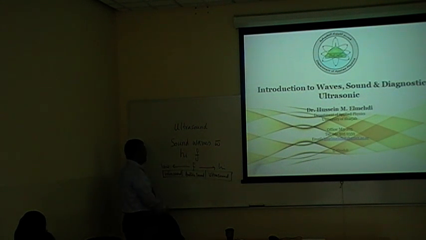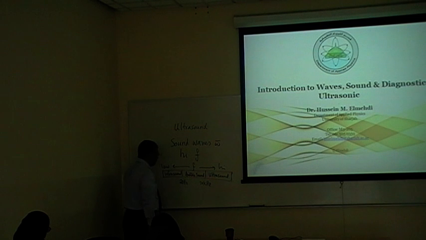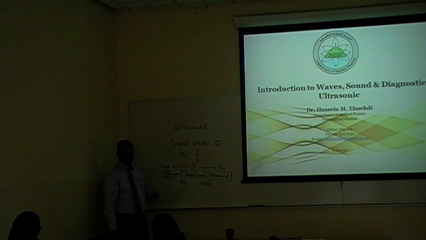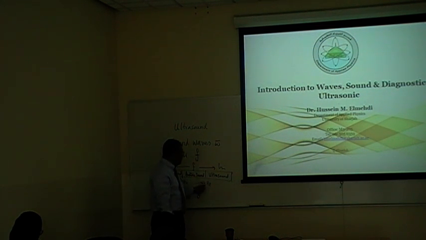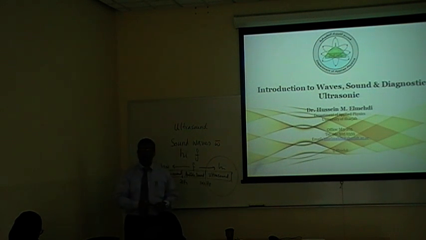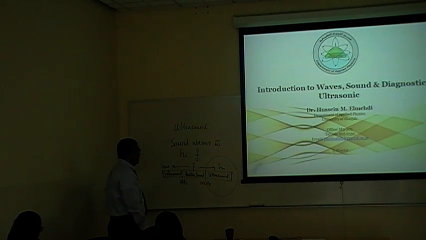Okay, so this is the acoustic spectrum. What are the limits? From 20 hertz all the way to 20 kilohertz. Below 20 hertz is called infrasound. Between 20 hertz and 20 kilohertz is called audible sound. This is the sound we hear. And above 20 kilohertz is called ultrasound. And this is what we use for our ultrasonic imaging as a modality. So that's what ultrasound is.